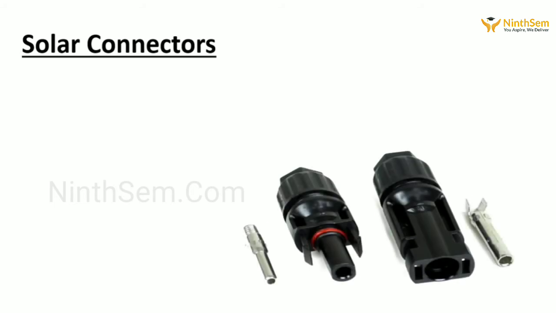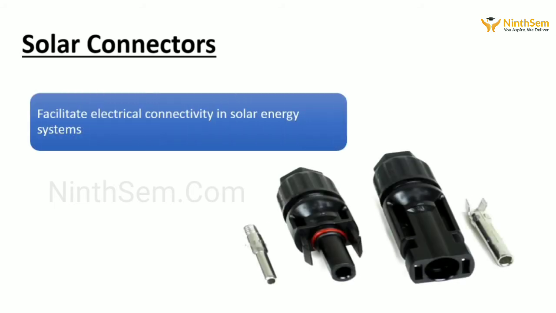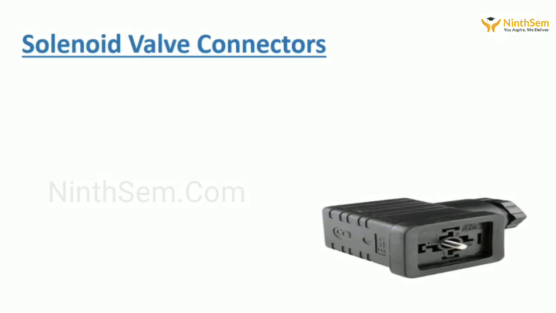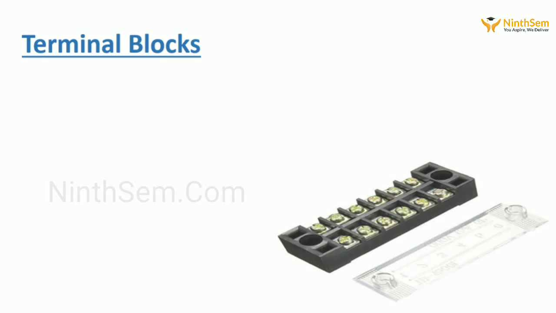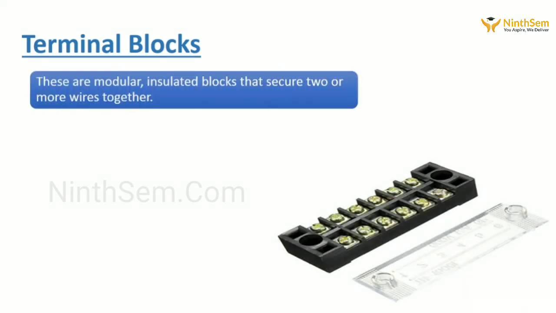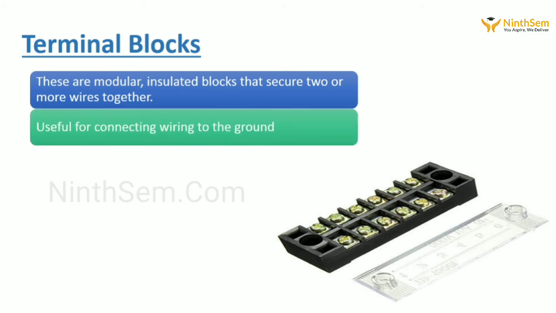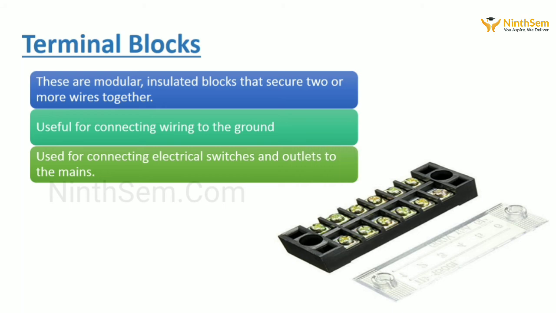Next is solar connectors. These connectors facilitate electrical connectivity in solar energy. Next is solenoid valve connectors. These connectors are used to connect solenoid valves and pressure switches. So next is terminal blocks. They are modular insulated blocks that secure two or more wires together. Terminals are useful for connecting wiring to the ground, or in the case of electrical power, for connecting electrical switches and outlets to the mains.